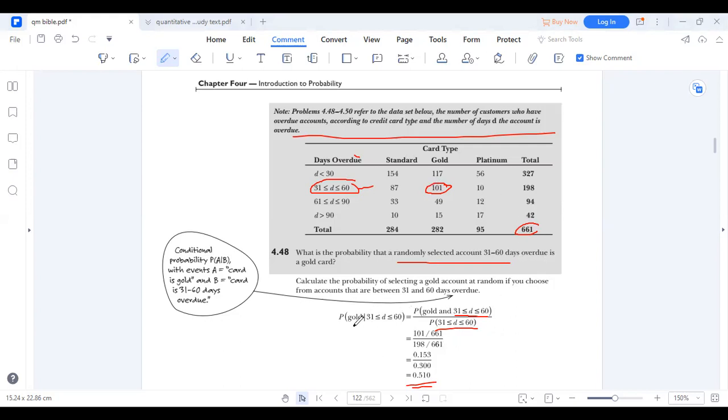So this is a conditional probability because they are asking what's the probability that a randomly selected account 31 to 60 days overdue is a gold card. So gold is here, given that it is 31 to 60. Okay, so this is what goes on.